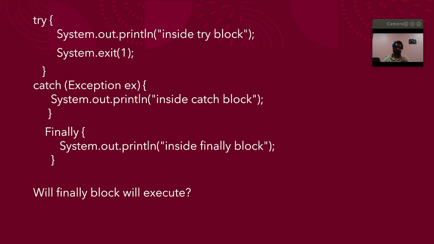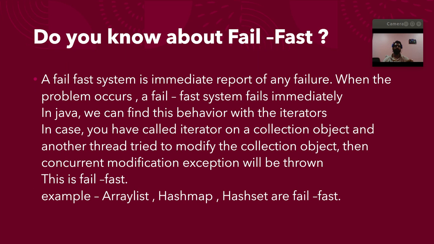There is an exception case. If the code executes System.exit(1), then the finally block will not get executed. It will simply come out of the try block itself and will not go to the finally block. This is the only case where the finally block will not execute, because System.exit tries to exit from the try block and will not call the finally block. So the answer is no, the finally block will not get executed, because inside the try block System.exit is written. The next question is, do you know about fail fast?